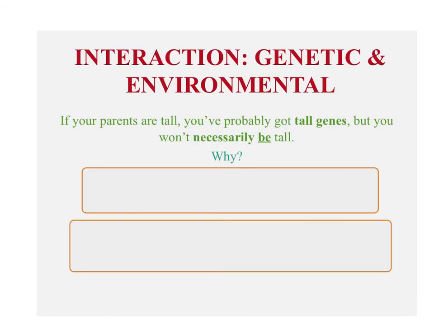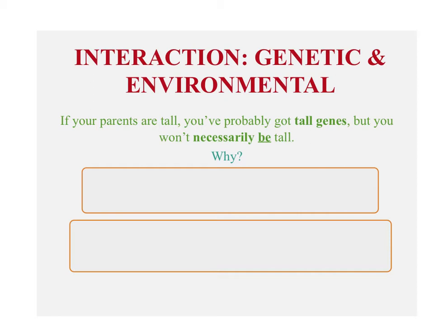Now let's have a think about what happens when these two different types of characteristics start to interact. So imagine my parents are quite tall. Hey, I'm 5'3" and a bit. So if your parents are tall, you've probably got the genes for being tall. I've probably got those tall genes, but I'm not tall. Why is that? You could think about you. If your parents are tall, you've probably got the genes for tallness, but why won't you necessarily be tall? It's not that you won't, you might be, but why is it not imperative?